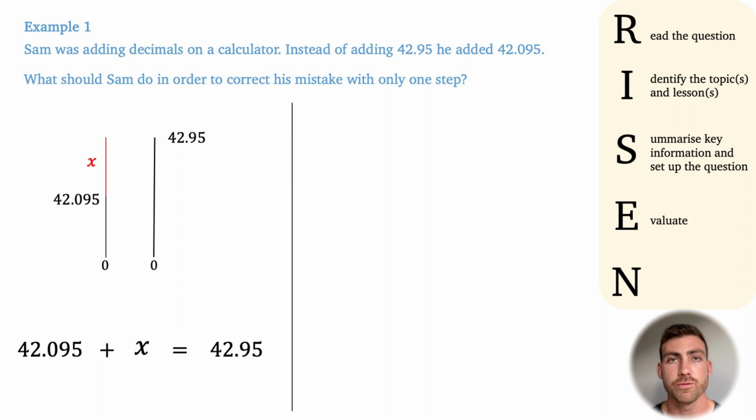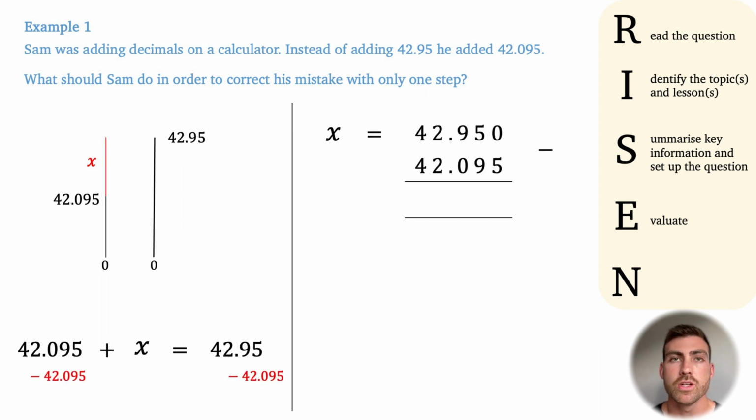Next, the E, the fourth step, which is evaluate, which in other words is find the answer. To solve this question, if we subtract the smaller number 42.095 from the larger number 42.95, we'll be left with the unknown x. So subtracting the rightmost column first, we can't do. So we borrow from the next column. Now completing 10 minus 5, which is 5.